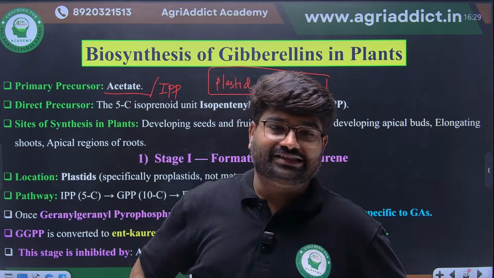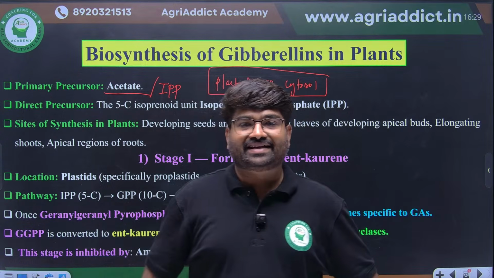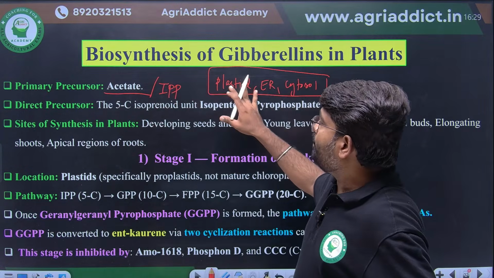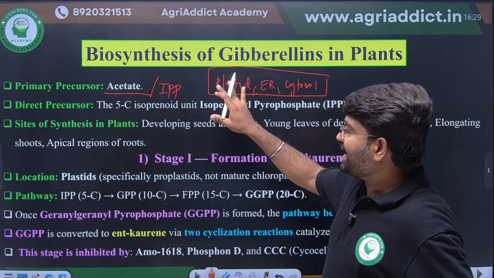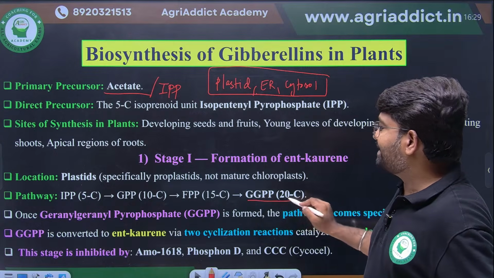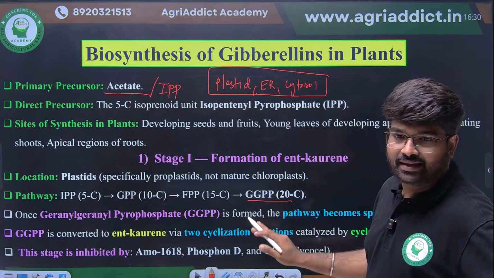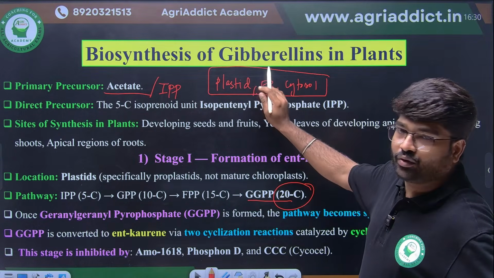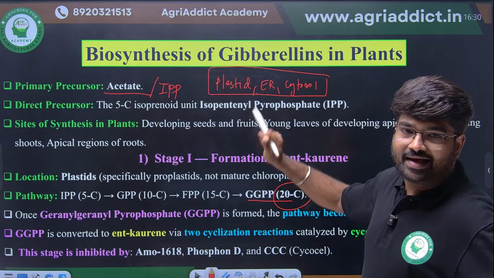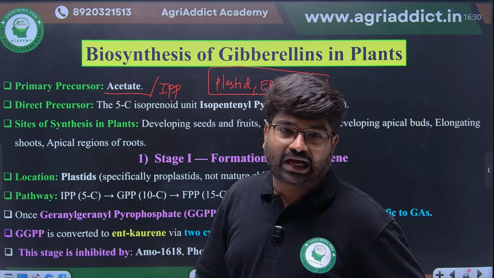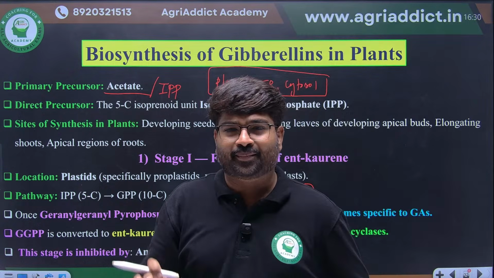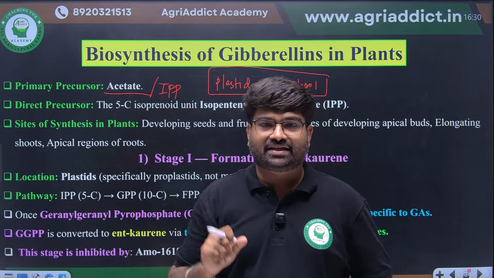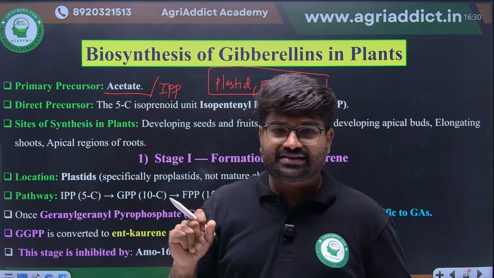So three organelles will be involved in biosynthesis of gibberellic acid. We are not going to see each and every step, just an outline I will give. IPP will be formed in plastid. This IPP will be converted into geranyl pyrophosphate within the plastid. This is a 20 carbon compound. This geranyl pyrophosphate will go to endoplasmic reticulum. There it will be converted into ent-kaurene. This is just for your understanding. This ent-kaurene will be converted into gibberellic acid in the cytoplasm. I hope this is clear for everyone.